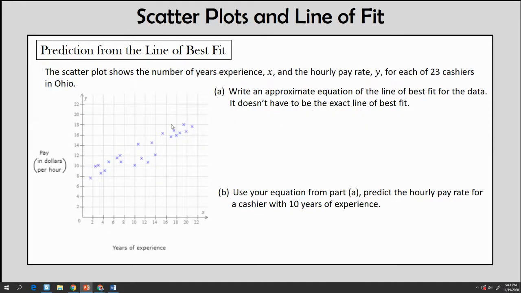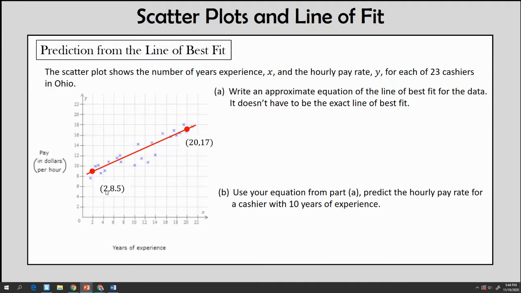Okay, let's do another one. So this shows the number of years experience and the hourly rate for 23 cashiers. So there's 23 X data points up here. Here's years experience, here's pay. We're going to write a line of best fit. So the first thing we're going to do is rough our line in, and then we're going to choose some points. So I'm going 2, about 8.5, probably closer to 9, but I'm going to go 8.5, and I'm going to go 20, about right at 17.